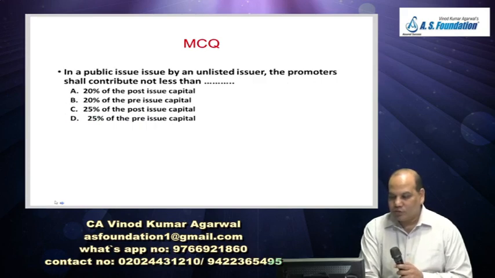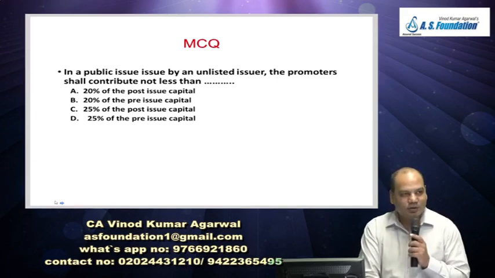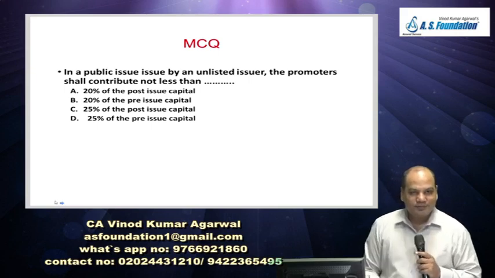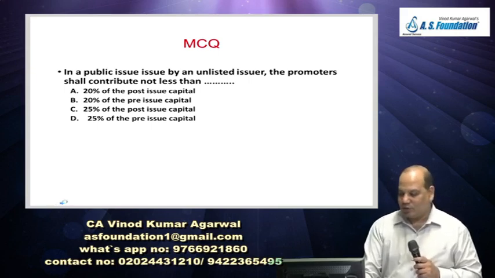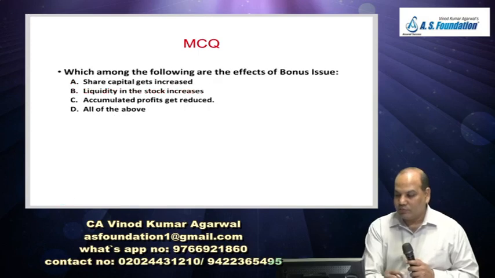In a public issue by an unlisted issuer, the promoter shall contribute not less than 20% of the post-issue capital, 20% of the pre-issue capital, 25% of the post-issue capital, 25% of the pre-issue capital. So what have you learned? 20 or 25? 20% of which number? Post-issue capital. Okay. Do you want one more?